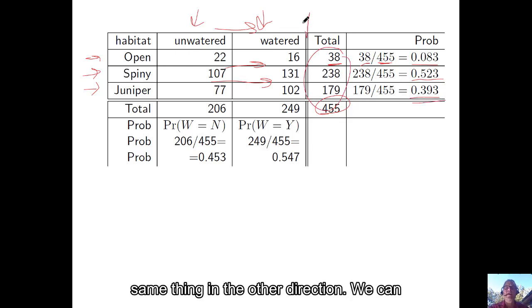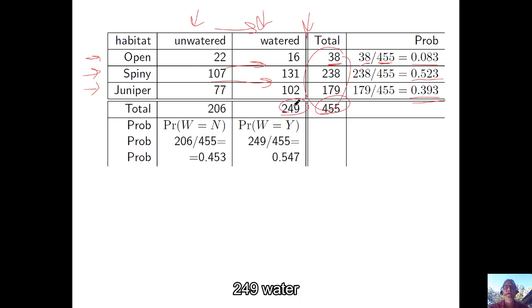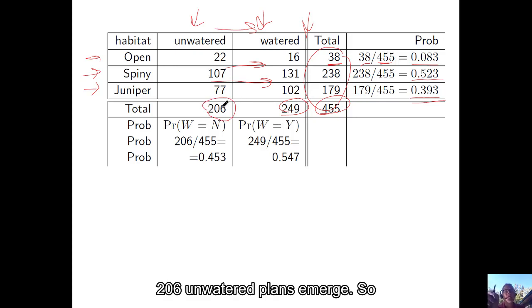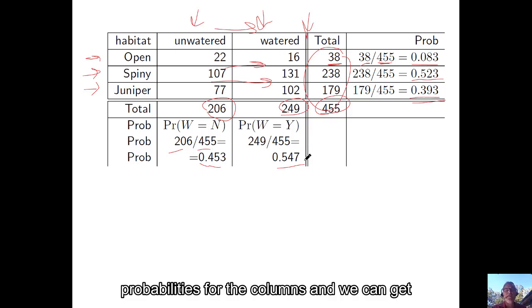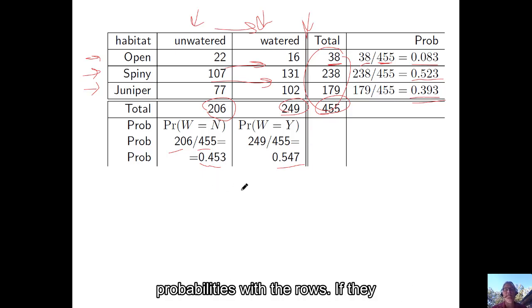We can also do the same thing in the other direction. We can sum over all these categories. We have 249 watered plants emerged and 206 unwatered plants emerged. So 206 divided by 455 is about 45.3%. And the other probability is 54.7%. So we can get probabilities for the columns and we can get probabilities for the rows.